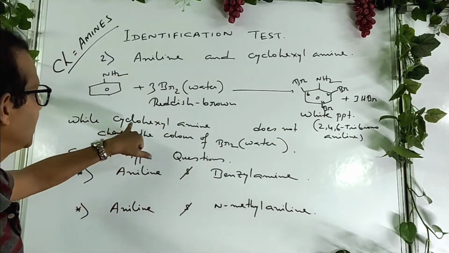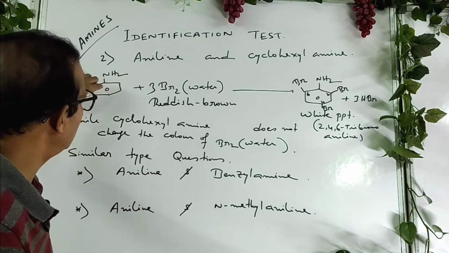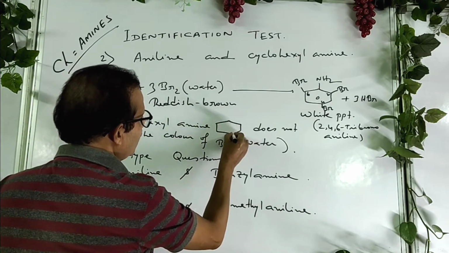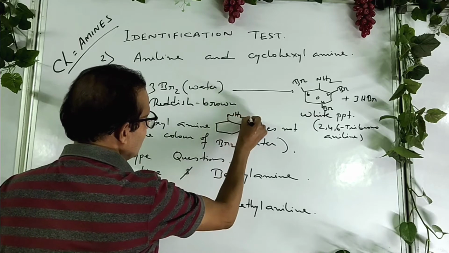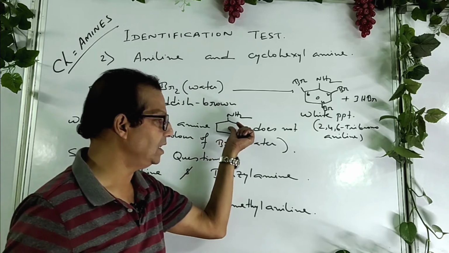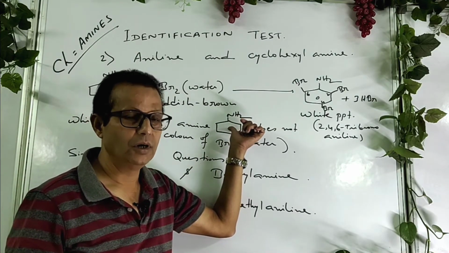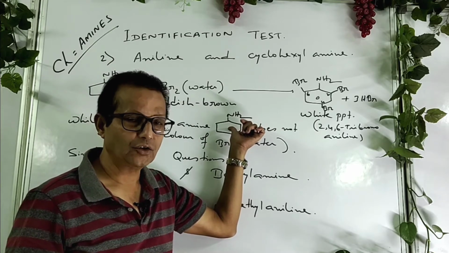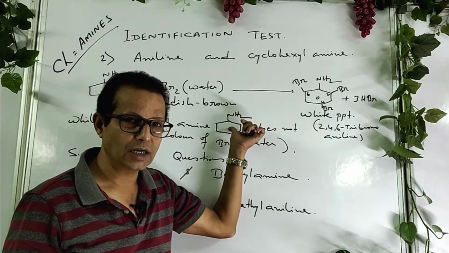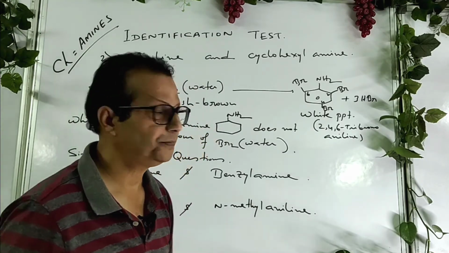Here, cyclohexylamine. How to write cyclohexylamine structure? Just remove the ring inside benzene, you get cyclohexylamine. It does not give the test, because this is alkyl group, cyclohexyl group, alkyl group, and alkyl group does not undergo electrophilic substitution reaction, because for electrophilic substitution reaction that compound should have multiple bonds.